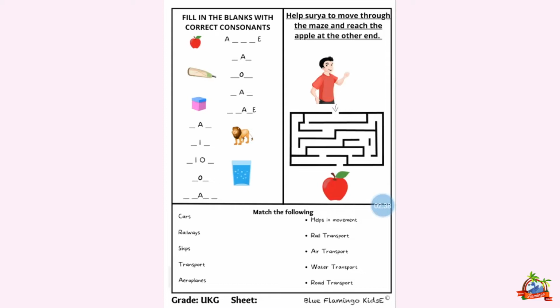Let's revise alphabets A to Z with one words. A for apple. B for ball. C for cat. D for dog. E for elephant. F for fish. G for grapes.